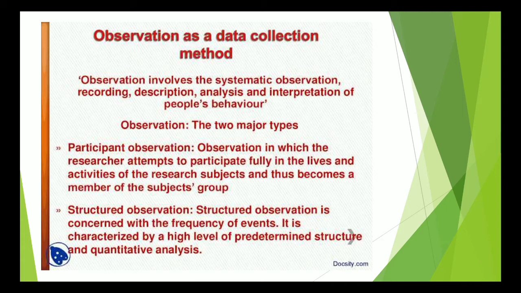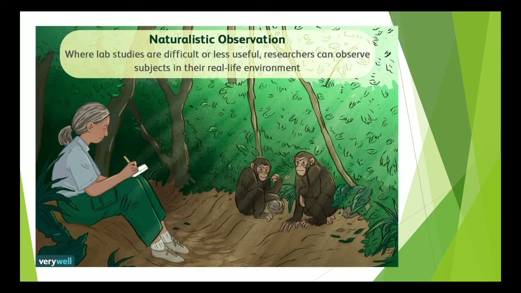Participant observation is wherein the psychologist takes part, is an active member in that particular group, and is doing an observation. Structured observation is more like a laboratory setting, wherein he will observe the participant doing some kind of work. So these are the two types of observation. Non-participant observation is also called naturalistic observation.